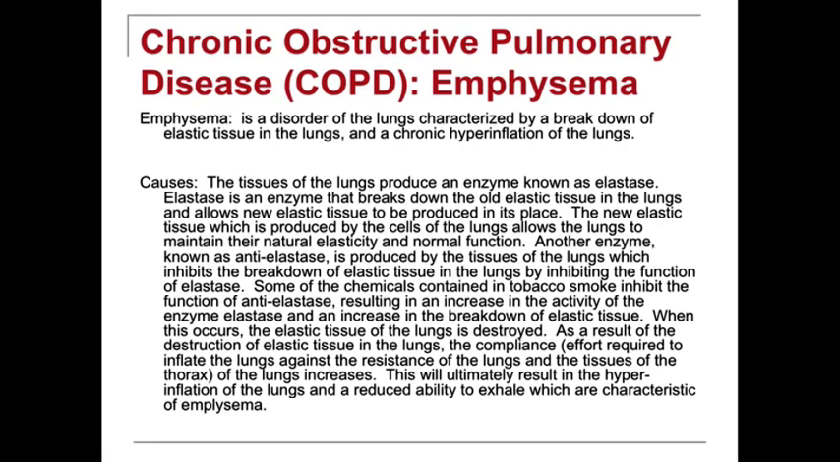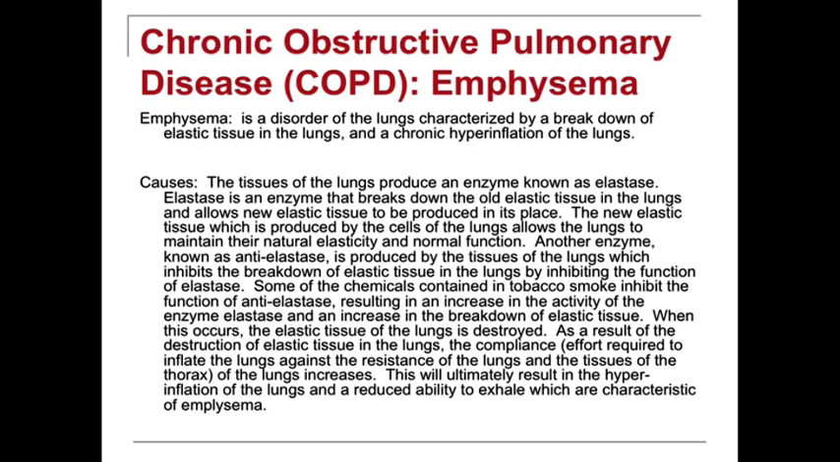Now, the causes, the tissue of the lungs produce an enzyme known as elastase. Anything that ends in ase is an enzyme. Now, elastase is an enzyme that breaks down the old elastic tissue in the lungs and allows new elastic tissue to be produced in its place. Remember, the body takes old things, breaks them down, and builds up new. Old skin cells slough off, you make new. Old hair cells slough off, you make new.